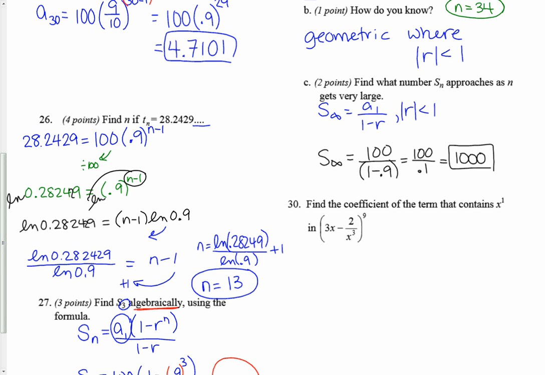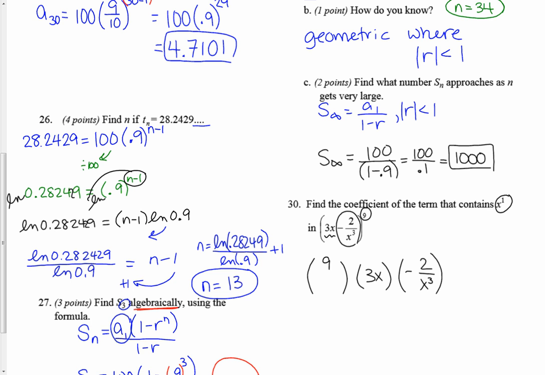All right, question number 30 says, find the coefficient of the term that contains x to the first power in this binomial expansion. So in any binomial expansion, I'm going to have a combination out in front where the top number of the combination is the exponent. Next, I'm going to have the first term to a power, and then I'll have the second term, which in this case I need to keep the negative with, and that's going to be to a power.